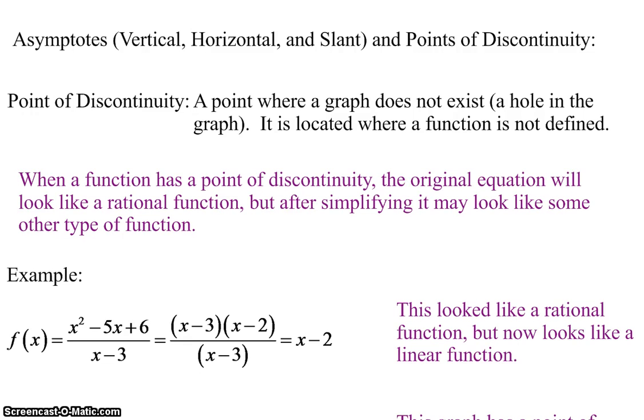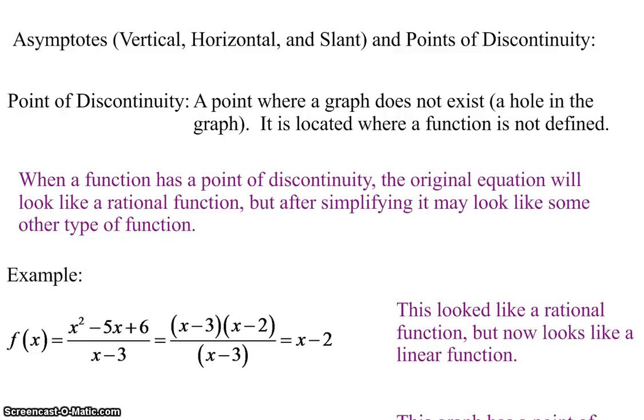First, let's talk about points of discontinuity. A point of discontinuity is a place where the graph does not exist. There will be a hole there. It's not an asymptote. The branches of the graph don't approach it. They actually go up to the hole, stop, and then jump over the hole and start up again.